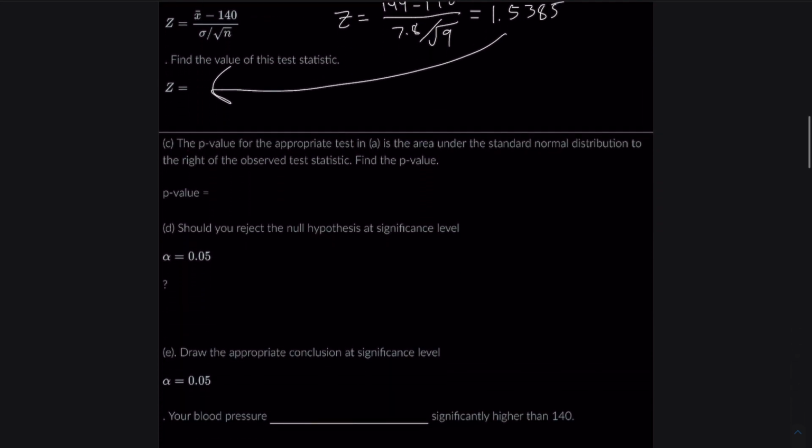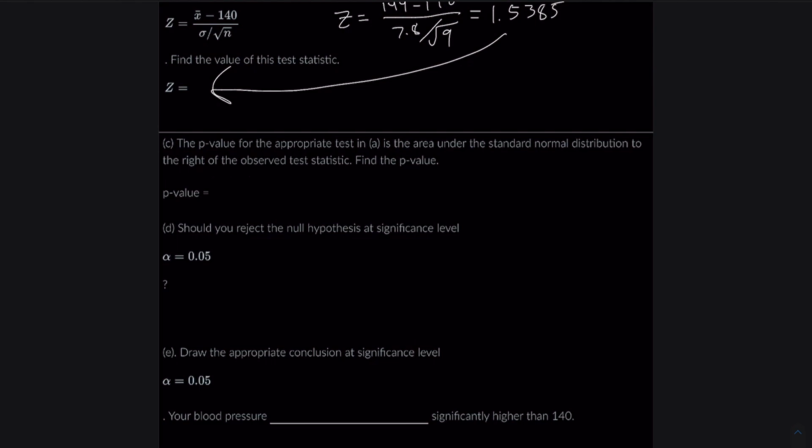And then part C says the p-value for the appropriate test in A is the area under the standard normal distribution to the right of the observed test statistic. So p-value, which is what we were going to define earlier, is the area under it that would not be included in the trial. So to the right of this, that's our p-value here.